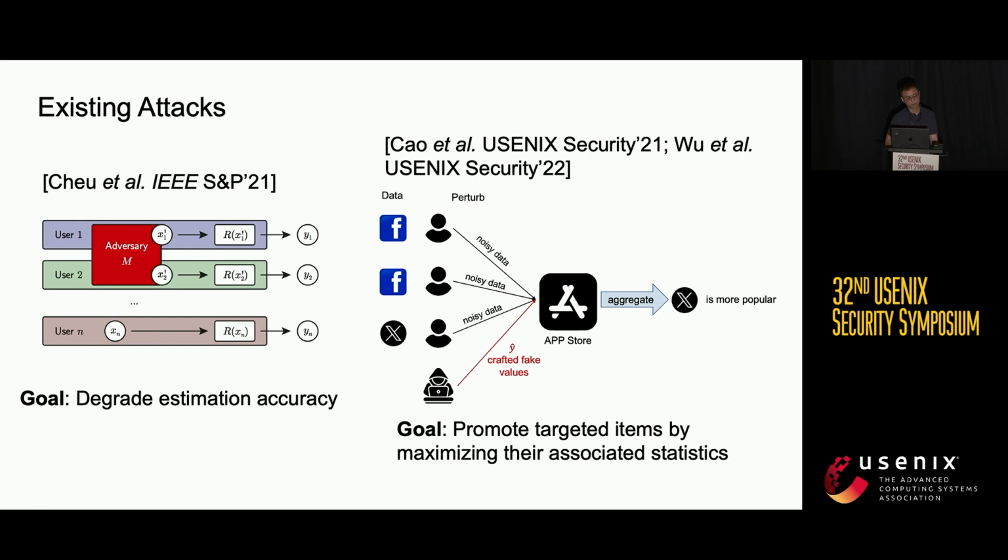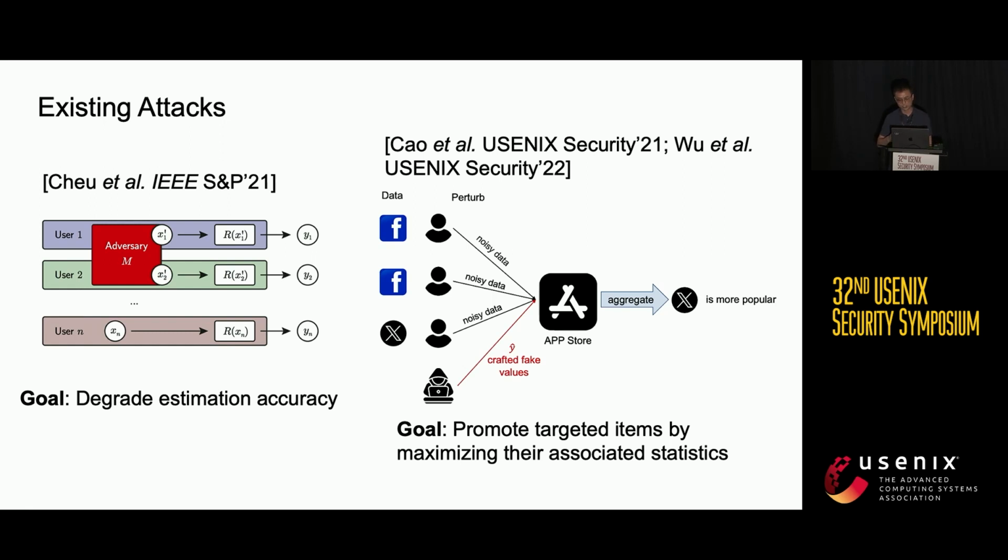So for example, the SB21, they aim to degrade the estimation accuracy, right? They want to degrade the overall utility. Concurrently, they're working on the frequency estimation, the key values. So they aim to promote the targeted items by maximizing their associated statistics.